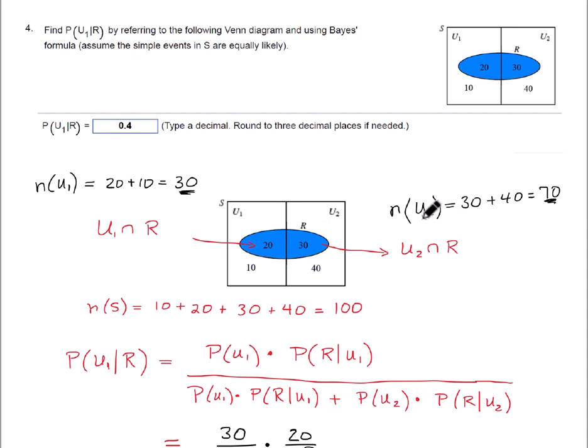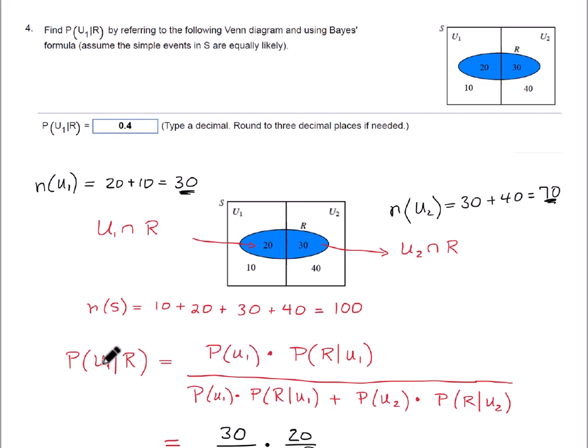Here is the number in urn 2 is 70 total. And this little piece in here, the blue piece, the 30, is U2 intersect red. How many in all of S? Well, add up all the numbers and we get 100.